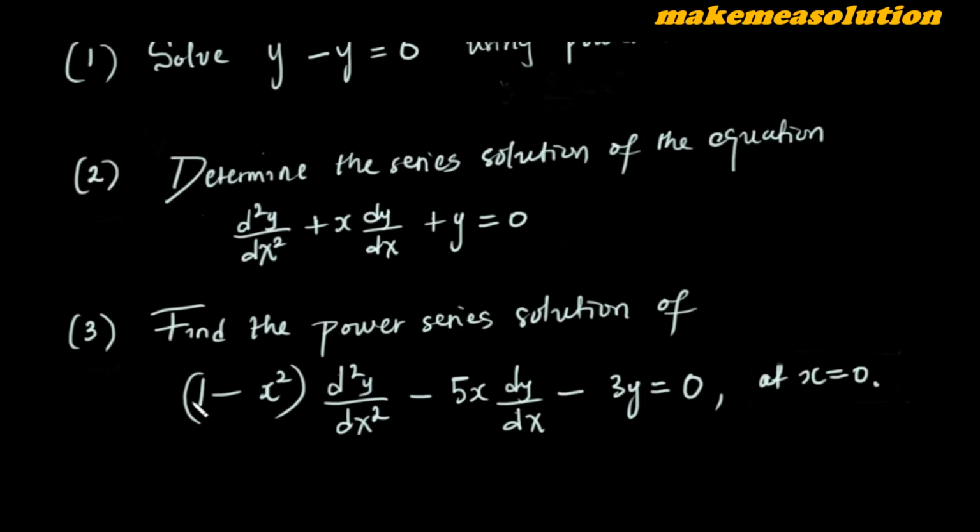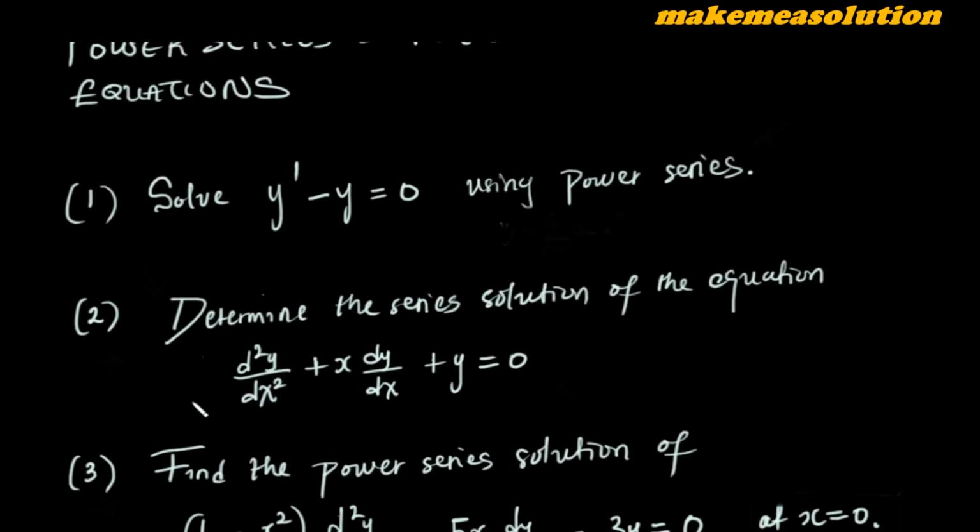And number three is find the power series solution of 1 minus x squared all into d squared y by dx squared minus 5x dy dx minus 3y equal to 0 at x equal to 0. So these are the way the questions present themselves, and you should be able to use one or two techniques that you've learned from power series to solve them. So I'm going to be showing you the technique that is appropriate for each of these problems.